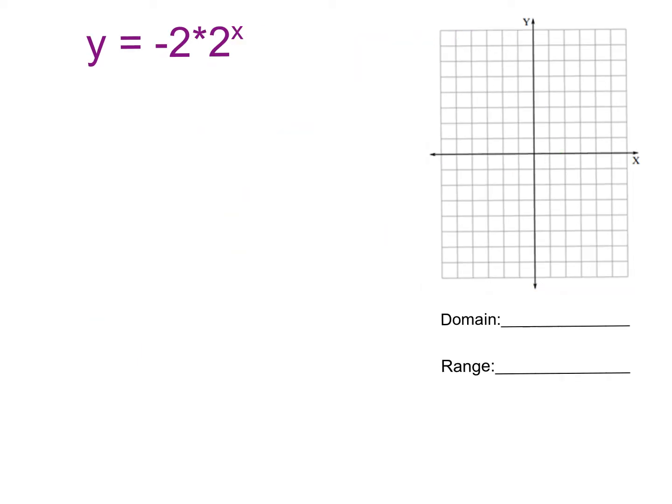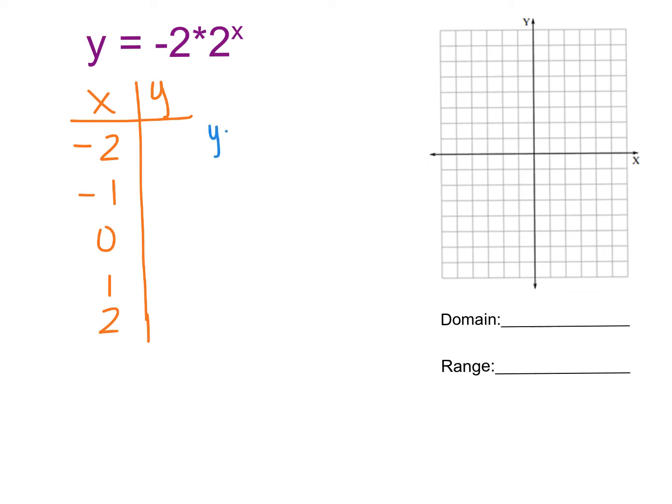So let's try a second example here. So we have our table of values. We're going to have x values -2 through 2. And we're going to substitute them in to find our corresponding y value. So we have y equals -2 times 2 to the power of -2. I want to move that into the denominator to make that exponent positive. So we have -2 over 2 to the power of 2, which is -2 over 4, which is -1/2.